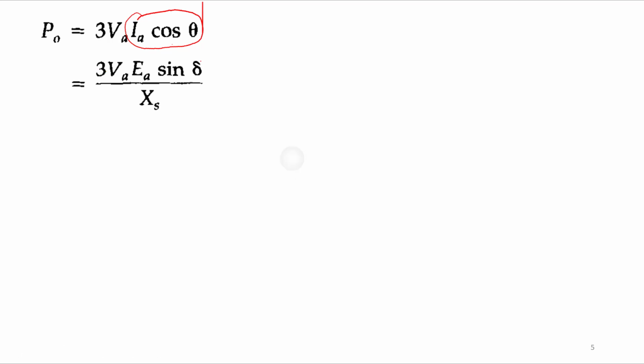So what is delta? Delta is the angle between EA and VA, right? So that means the sine of the angle between EA and VA. This angle is sometimes known as the power angle, and sometimes it is also known as the torque angle, right? This power angle is very important in our power system study also. 3 VA EA sin delta by XS, right? This is the expression for PA.